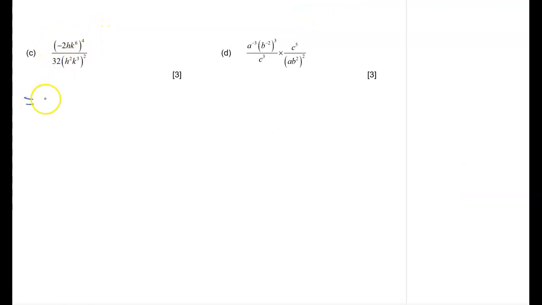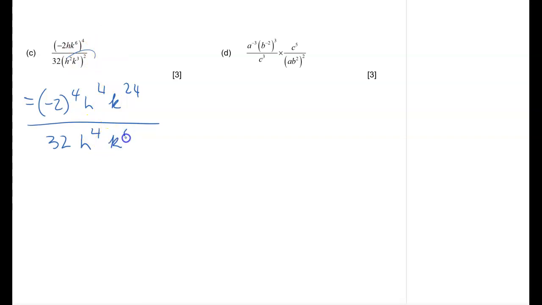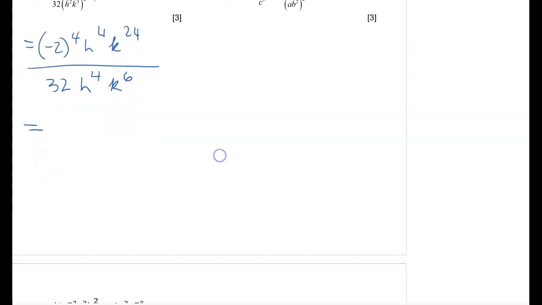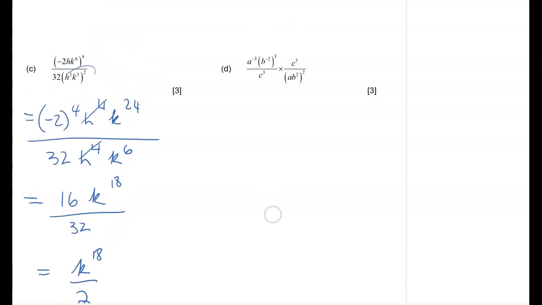With this one, negative 2 gets raised to the power of 4, so negative 2 to the power of 4 here, and then we've got h to the power of 4 and k to the power of 24, and that's divided by 32. Again that h squared gets raised to the power of 2, h to the 4 and k to the power of 6. Negative 2 to the power of 4, to an even power, becomes positive 16. h to the 4, they cancel, or h to the 0, which is 1, so 16, and then you've got k, subtracting the powers here gives me k to the power of 18 divided by 32, and 16 divided by 32 is 1/2. So there's our final answer here.